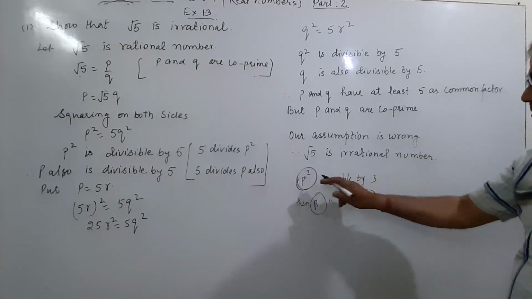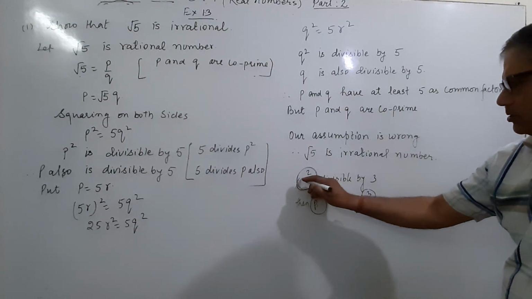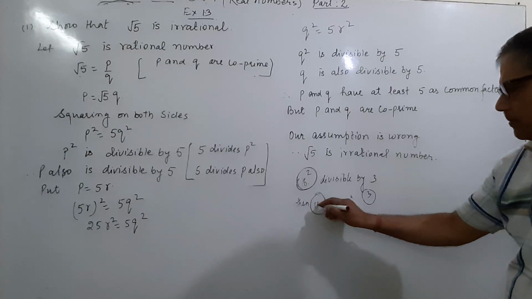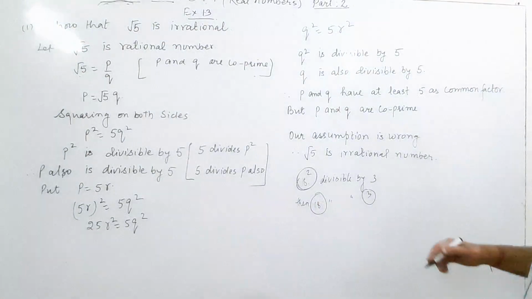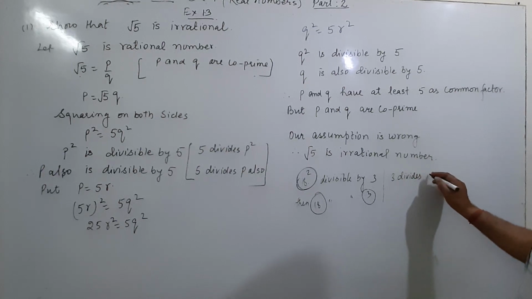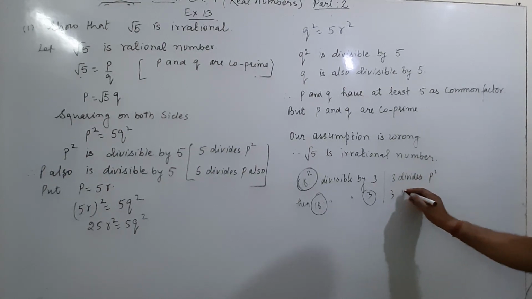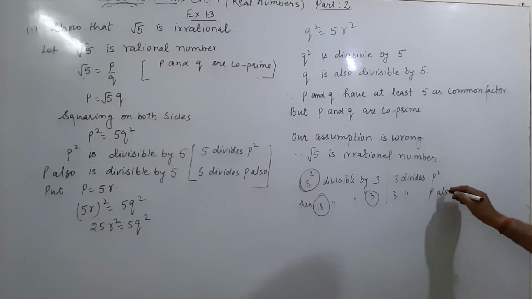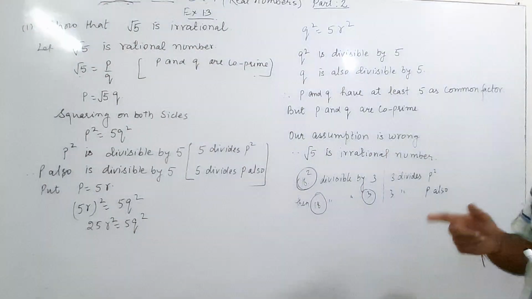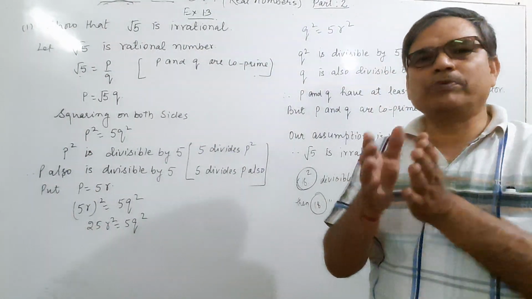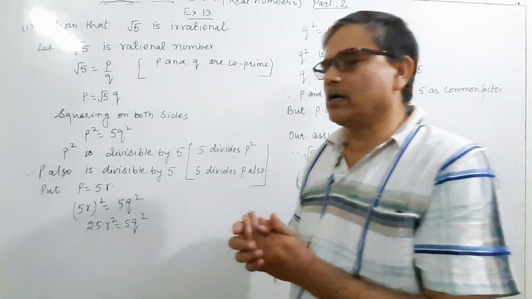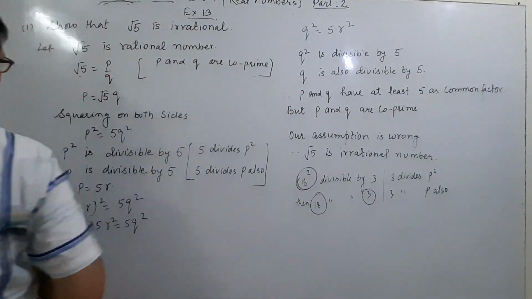And we can say simply, if 18 square is divisible by 3, then 18 is also divisible by 3. You can check. Or we can write 3 divides p square and 3 divides p also. It means 3 divides p square means p square is divisible by 3. This is the point. And now we will discuss the first question.